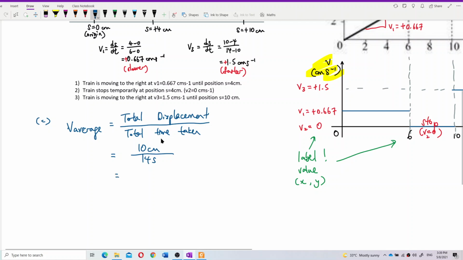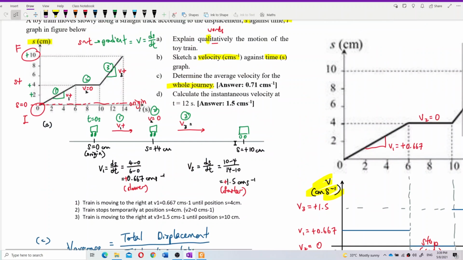So what's the answer? It is 0.714 centimeter per second. Get your unit right. It's not meter per second. It's centimeter per second.